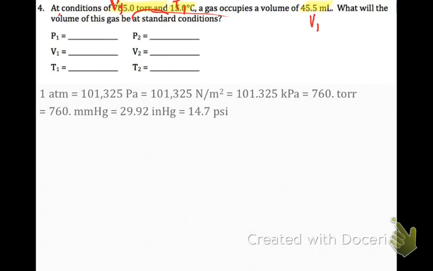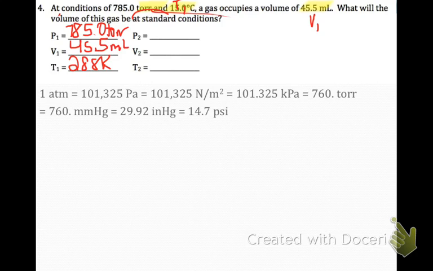My P1 is 785.0 torr. T1 was 15 degrees Celsius, so 15 degrees Celsius actually ends up being 288 Kelvin. My V1 is 45.5 milliliters.